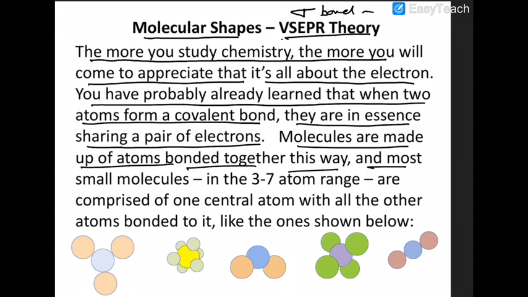Here some examples are given of how atoms can be connected. Here there is one central atom and 3 atoms close to it. Here also one central atom and 6 atoms. Here one central atom and 2 other atoms. Here one central atom and 4 other atoms. Here one central atom and 2 atoms. So there must be one central atom around which the other atoms get settled.